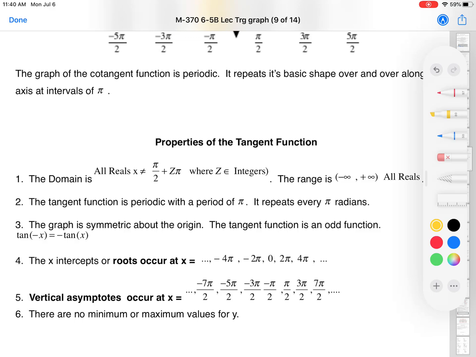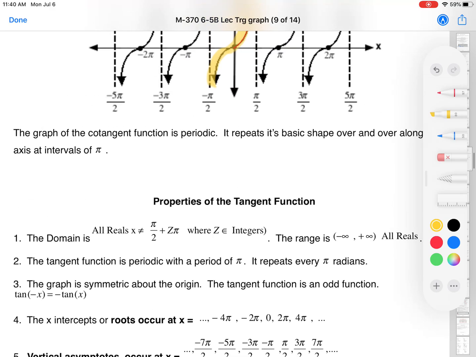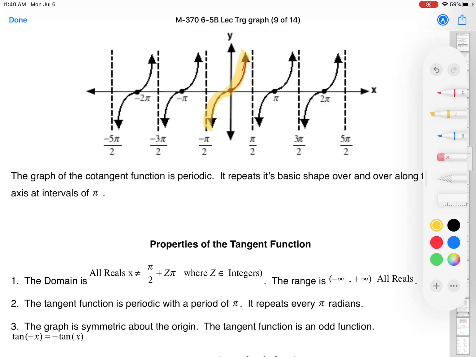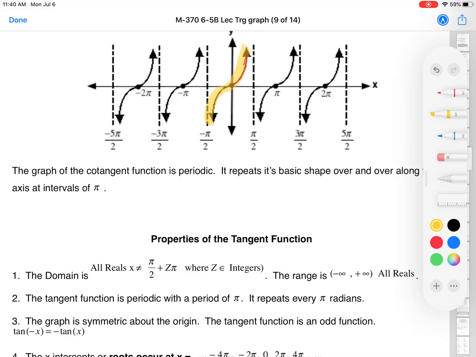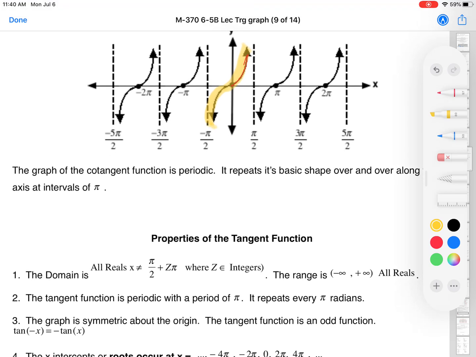The domain is not all reals, right? We can't plug in any odd multiple of pi over 2, so it's all the reals except those. The range is everything, though. The tangent function is periodic, but it repeats itself every pi. The distance between here and here is pi. Whoops, that's not so readable there. So let me undo that type of mark and then just illustrate in here that the distance from here to here is pi, and from here to here is pi. It repeats itself every pi.